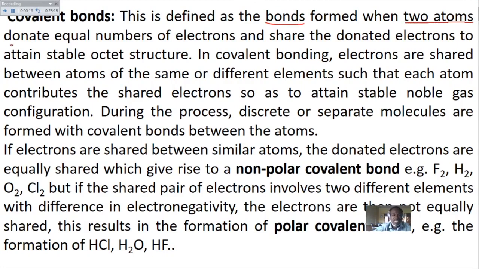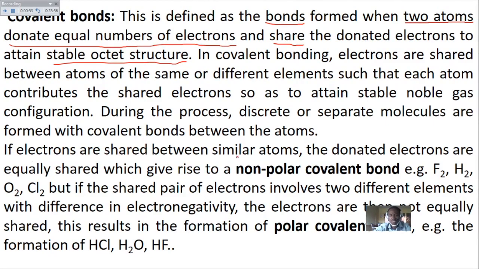Two atoms donate equal numbers of what? Electrons, and share the donated electrons. They share them, yes, to attain what we call a stable octet electronic configuration. In covalent bonding, electrons are shared between atoms of the same or different elements, such that each atom contributes a shared electron so as to attain what we call a stable noble electronic configuration. During the process, discrete or separate molecules are formed with covalent bonds between the atoms.